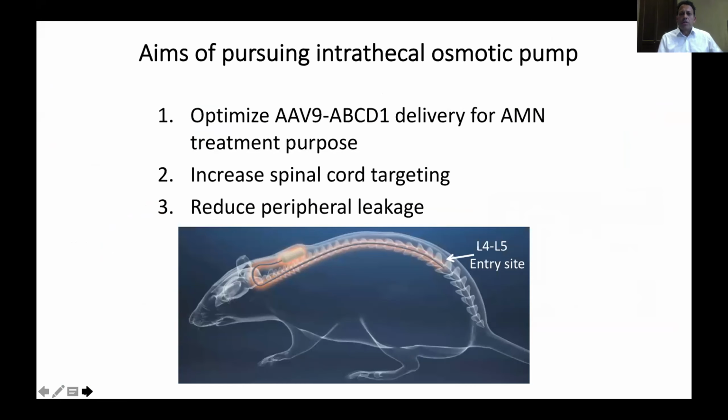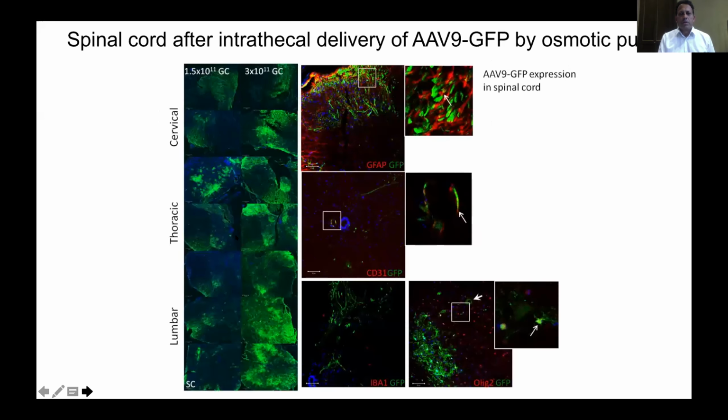Here shown is an intrathecal pump that we've employed in mice and now also using in non-human primates. This increases spinal cord targeting and reduces peripheral leakage into blood. And we show a nice dose-dependent delivery across the entire spinal cord from the higher neck regions down into the lumbar regions. And we get into those cell types that are important for ALD, shown here after AAV9 green fluorescent protein administration.